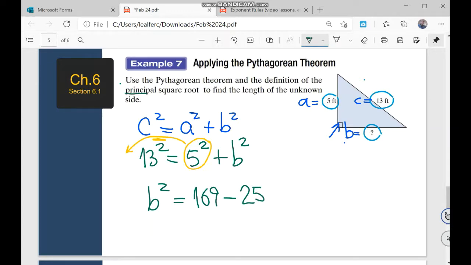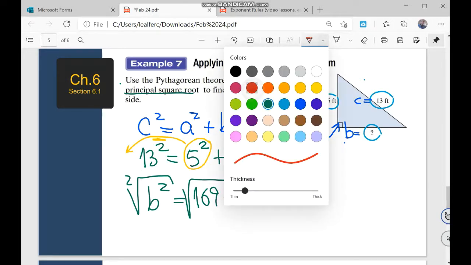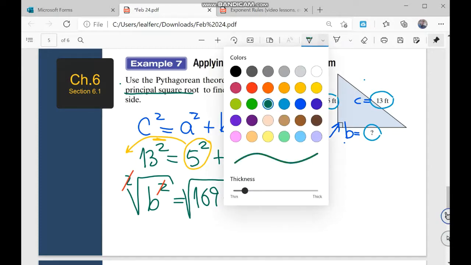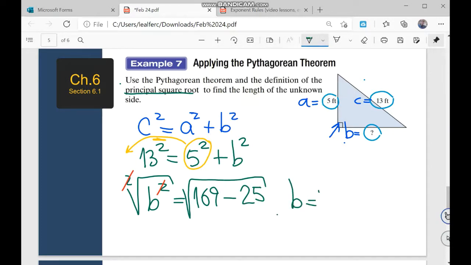Apply the principal square root. Let's apply the square root on both sides of the equation. And remember the property here that you will be able to simplify, right? That means B equals the square root of 169 minus 25, which is 144. B equals 12 feet. That is the right answer.